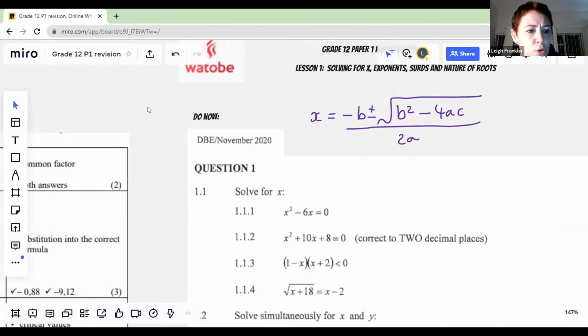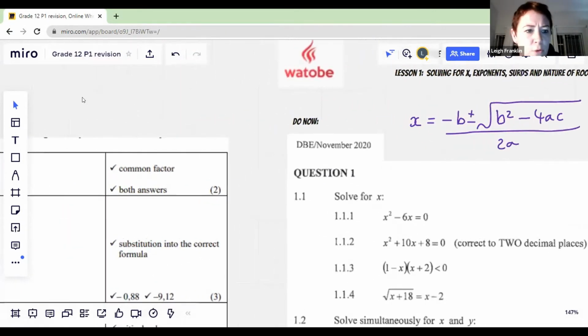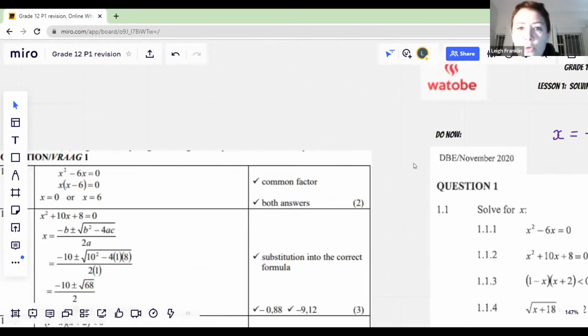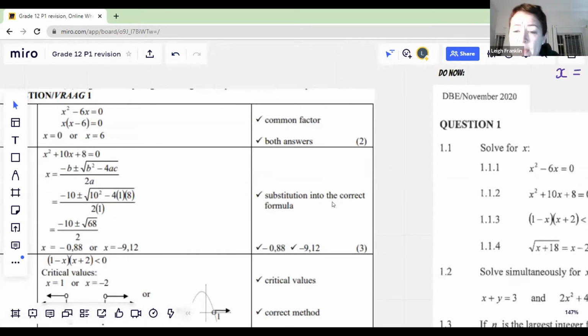I just want to show you the answers for the first couple of questions. So they're here. And I think it's important for you to know where your marks are being allocated. So there's a mark for taking out the common factor of x, and then an accuracy on both answers. So x is 0 or x is 6. And then in the second question, the clue is it says to you correct to 2 decimal places. So straight away, it's not going to factorize. You have to use the quadratic formula.